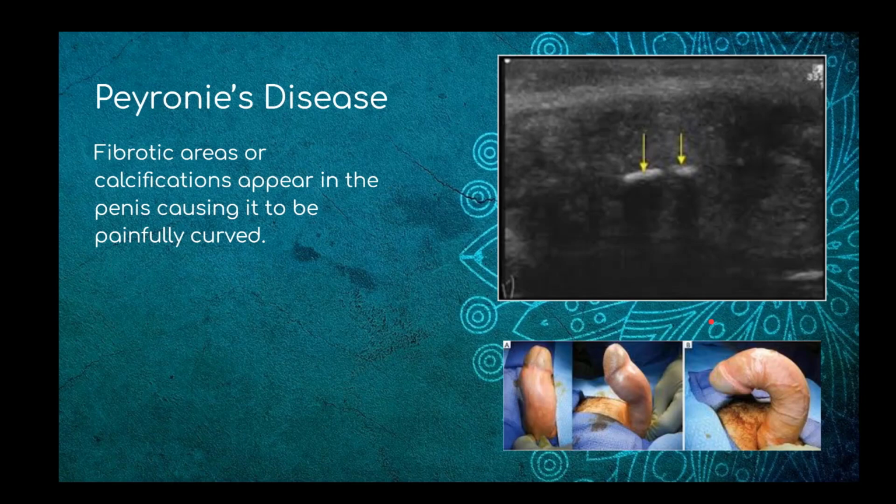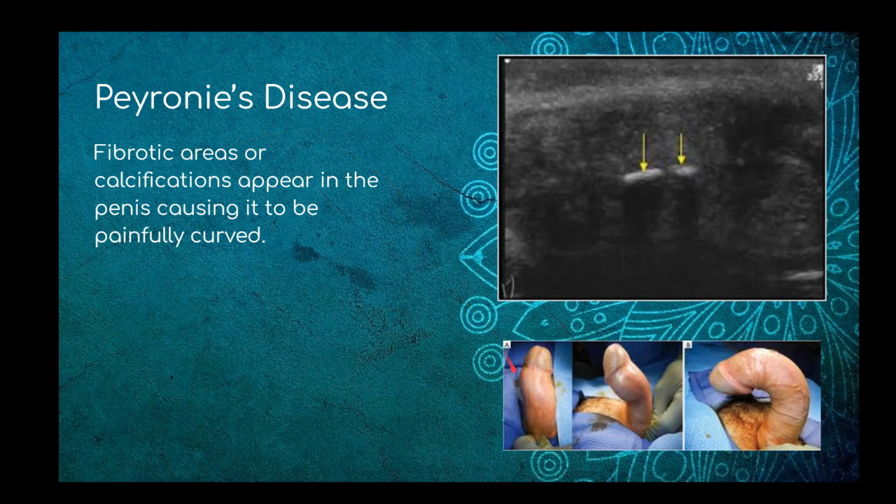And then lastly, Peyronie's disease. If you remember any of these, Peyronie's disease is probably the one that you'll want to put into your memory bank, the name of it, and then know what it is. Peyronie's disease occurs when there are little calcifications within the penis or fibrous or scar tissue within the penis, and it causes the penis to curve.